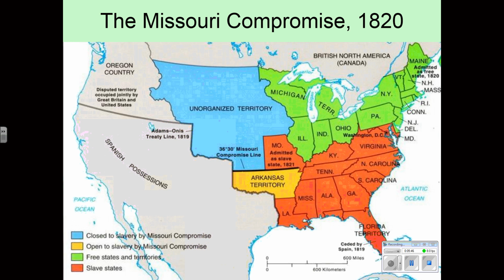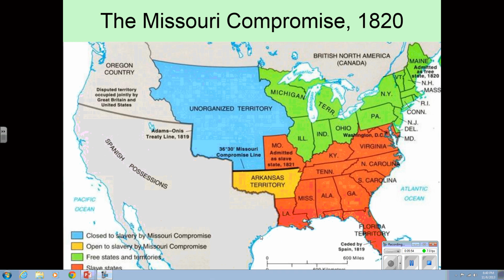Now, the Missouri Compromise figured out a way to resolve this issue. What the Missouri Compromise decided was that Missouri could be admitted as a slave state, even though it extended quite far north, but that this line, which is the southern boundary of Missouri, extended westward to the end of the Louisiana Purchase. This line would be a dividing line between future slave and free territories. So all this blue territory here would be closed to slavery, and this yellow territory, which is called the Arkansas Territory, would be open to slavery.